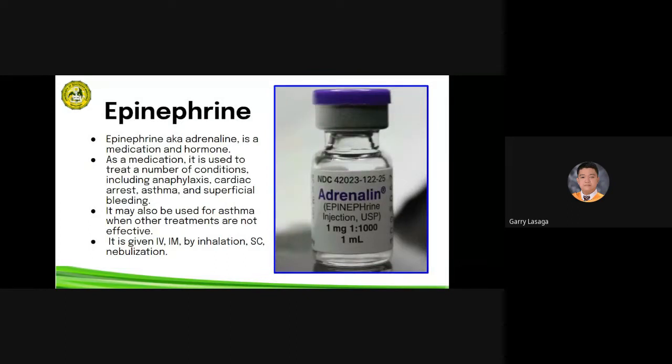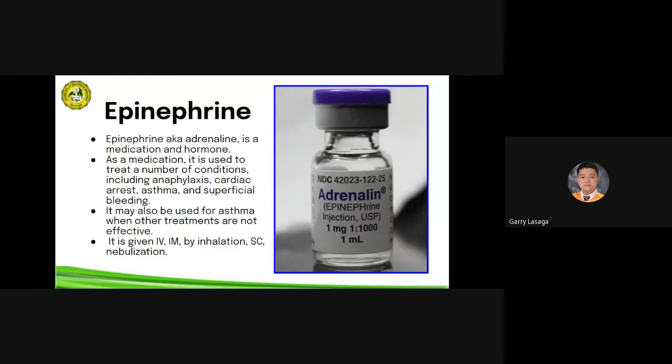So the other name of epinephrine is adrenaline. Epinephrine is an American term, while adrenaline is a British or European term. Epinephrine is a drug or a medication, and it is also a hormone. As a medication, it is used to treat a number of conditions, including anaphylactic shock. Adrenaline or epinephrine is the drug of choice for anaphylactic shock. It is also indicated for cardiac arrest, asthma, and superficial bleeding.